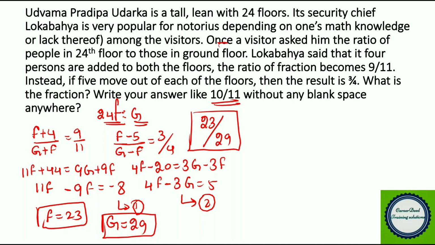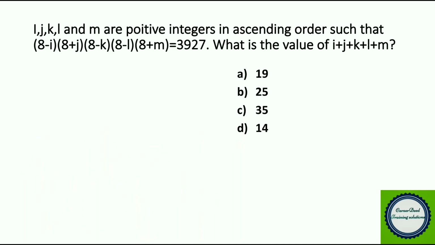Now moving to question number 6. I, J, K, L and M are positive integers in ascending order such that (8 minus I) into (8 plus J) into (8 minus K) into (8 minus L) into (8 plus M) equal to 3927. Now what is the value of I plus J plus K plus L plus M? So it's so simple. How to find the values of I, J, K, L and M?